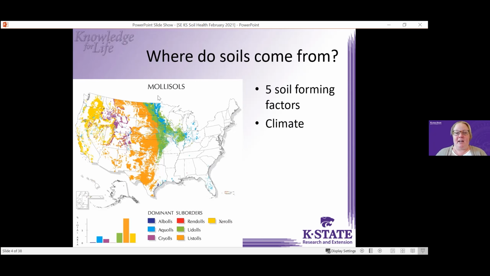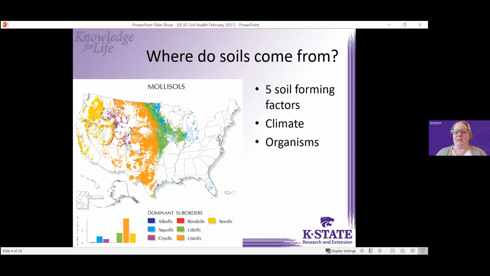So climate is a factor. As you go towards the desert, we don't have as much soil organic matter, just less production of plants leads to less organic matter. You can also have rapid decomposition of organic matter. So as you get hotter and wetter environments, organic matter decomposes faster. But there's also a factor of organisms.